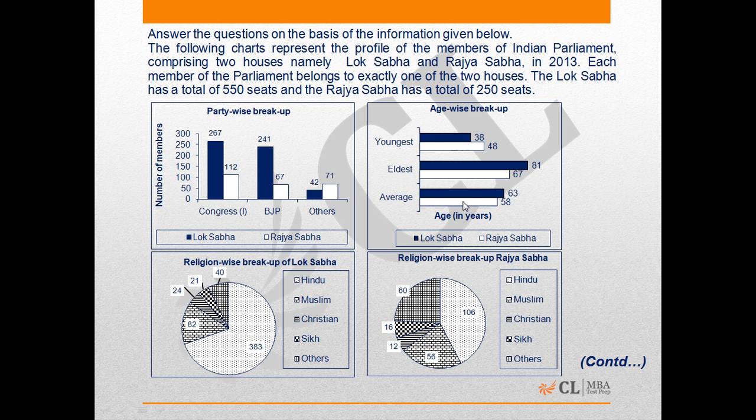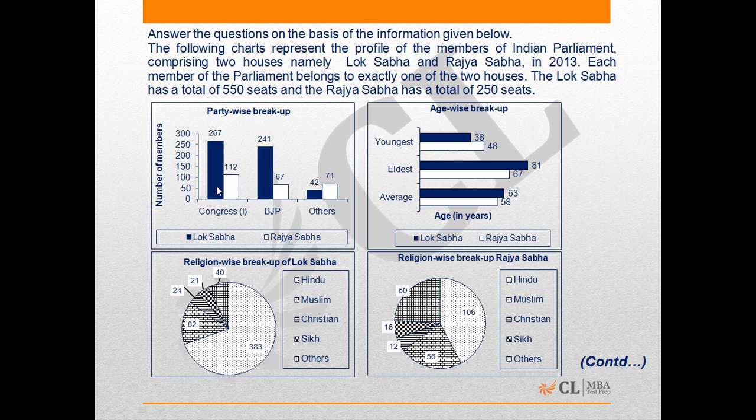So let's proceed. Here the first pie chart is the party wise breakup of the members across two houses in the parliament. These houses are Lok Sabha and Rajya Sabha, and the given data is for 2013, and it is also known that each member of the parliament belongs to exactly one of the two houses, which means there is no overlap between the two houses. The Lok Sabha has a total of 550 seats and the Rajya Sabha has a total of 250 seats. In the first chart, it is party wise breakup.